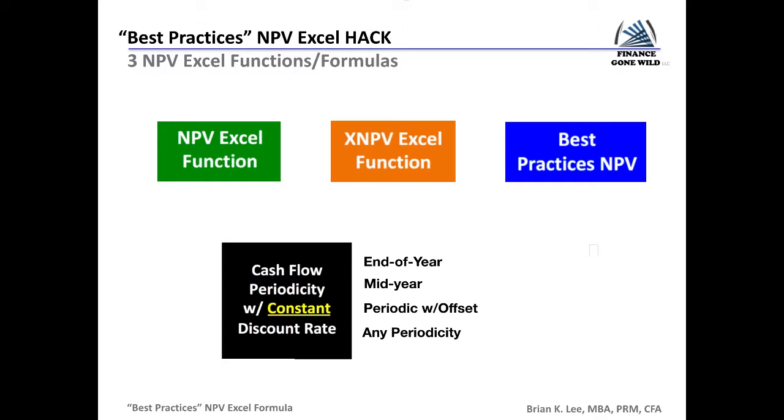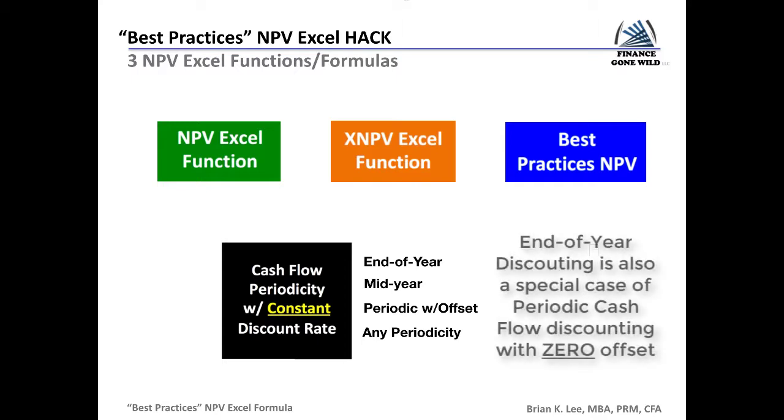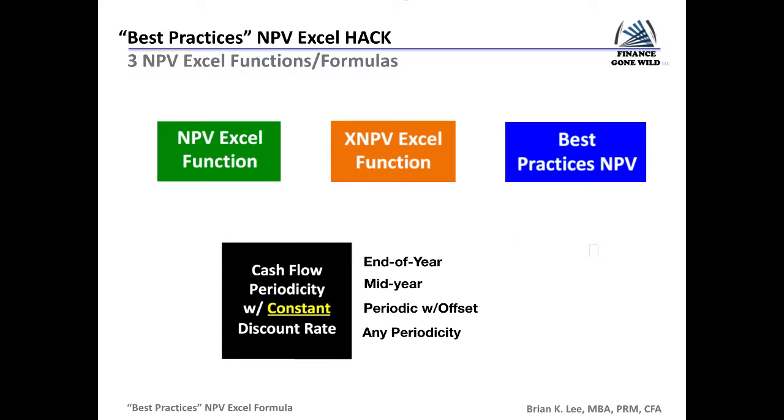2, the timing would be mid-year cash flows. 3 would be periodic cash flows, but with an offset. And in fact, mid-year discounting is a periodic series of cash flows with a half-year offset. So it's a special case of that periodic cash flow with offset category. And then lastly, we'll be looking at cash flows of any timing or any periodicity.